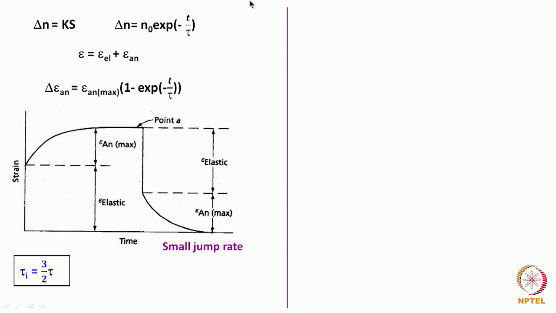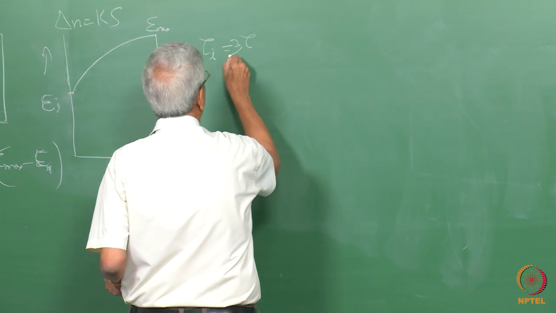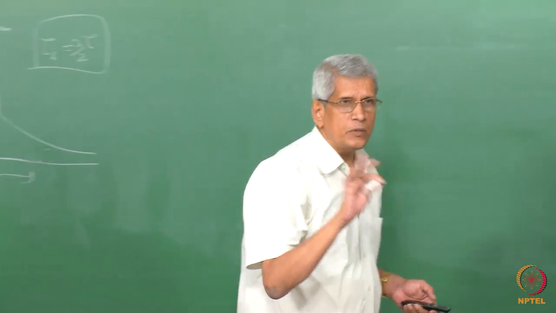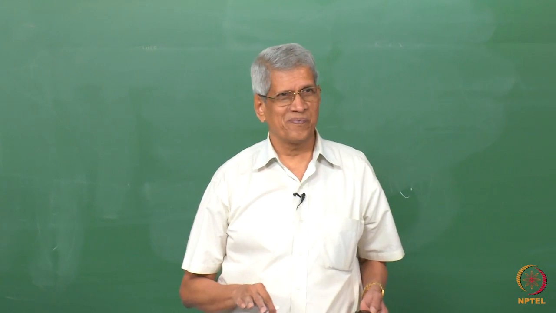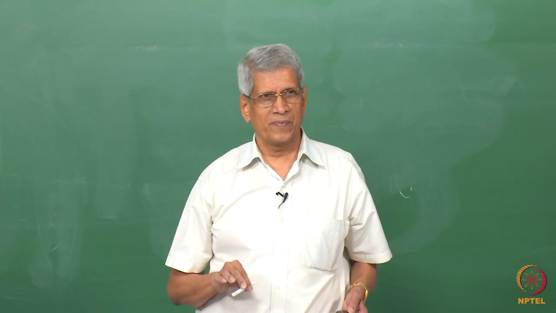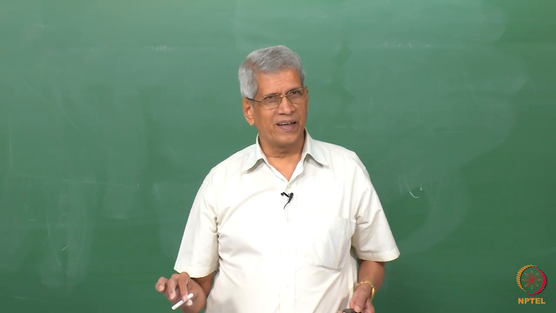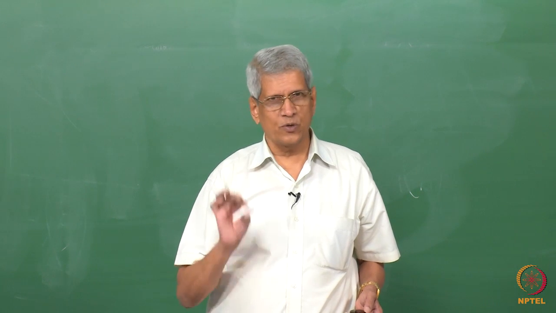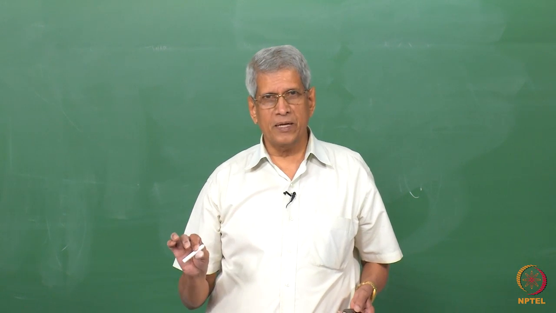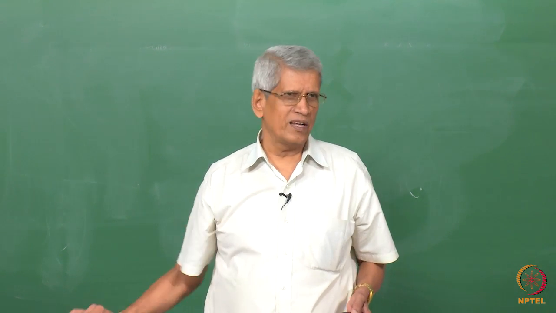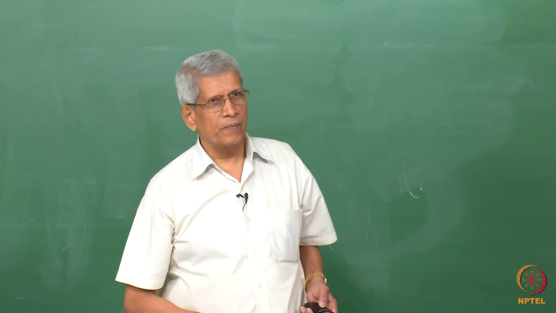And generally this tau is related to the rate at which the atoms jump by this formula. This is the sort of relationship. This part of the derivation I am not going into, how these are related. This is related to atom jumping from one side to another. What is required is the jump rate, which is determined from the tau which we determine from this plot. This is valid for all these experiments.